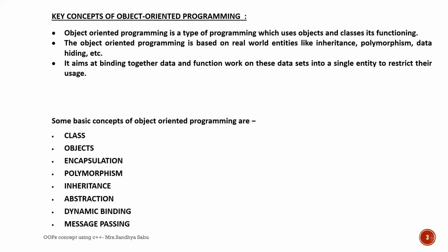Next, what is the key concept of object-oriented programming? When we come to object-oriented programming, we will be using classes and objects to function. Here we will learn many concepts like inheritance, polymorphism, and encapsulation. So we are going to see the list of object-oriented programming concepts. The first ones are class, objects, encapsulation, polymorphism, inheritance, abstraction, dynamic binding, and message passing.